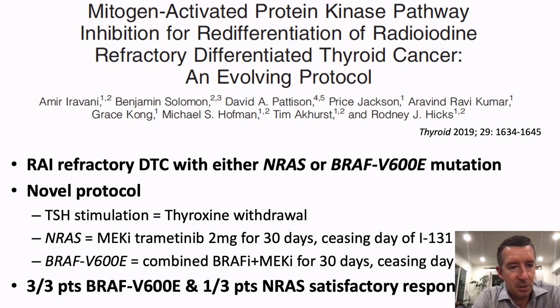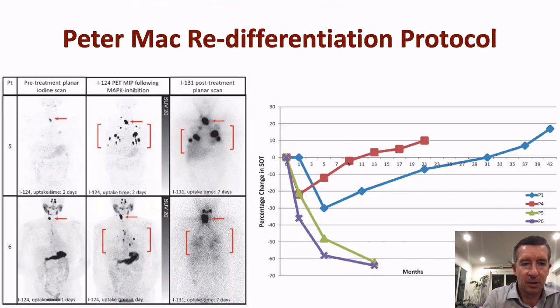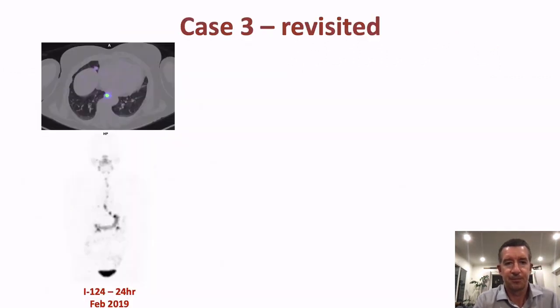And we published these results a few years ago, which showed all 3 patients treated who had the BRAF mutants, and 1 of 3 patients with the NRAS had a satisfactory response to treatment. And here's 2 of those cases where clearly you can see iodine refractory disease on the baseline I-124 PET study, with really very satisfying response to redifferentiation therapy, enabling further I-131 treatment, and there are the thyroglobulin responses demonstrated.